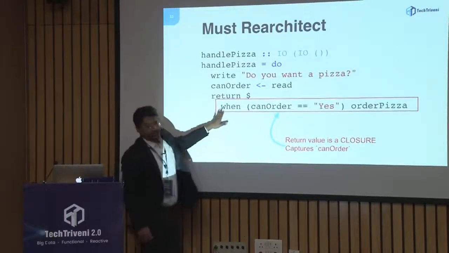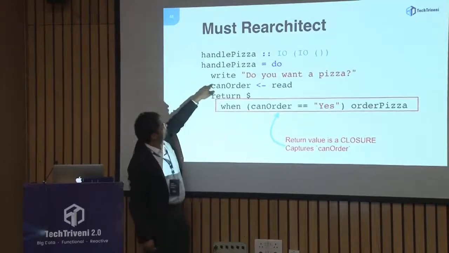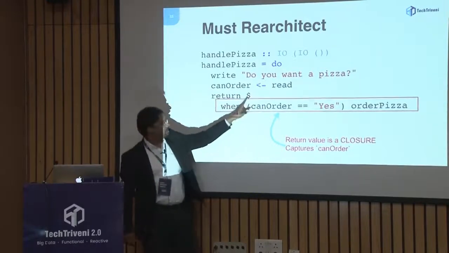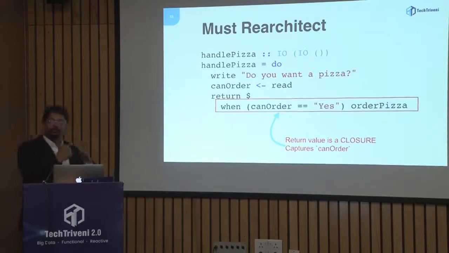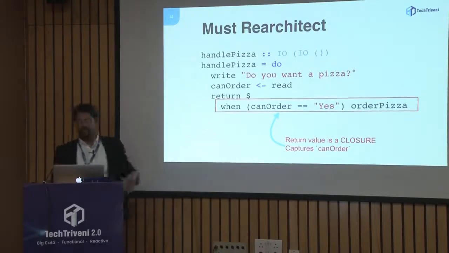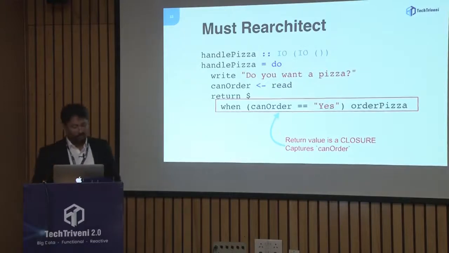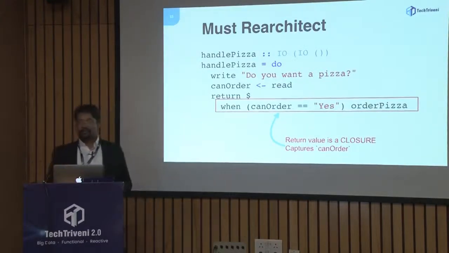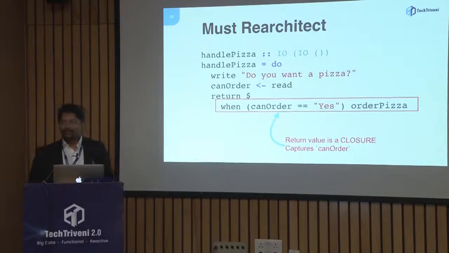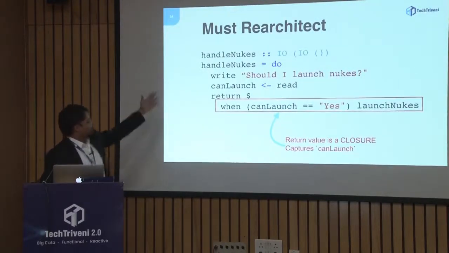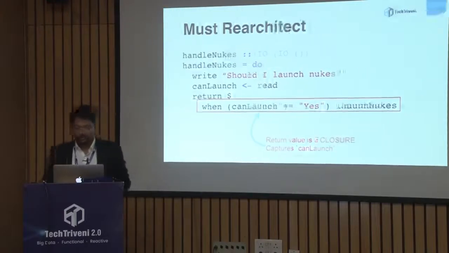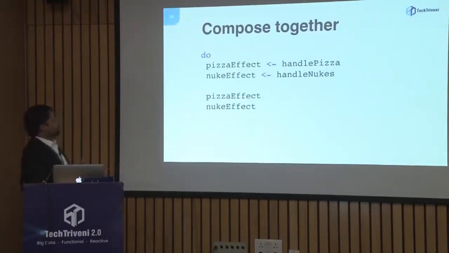This is a closure because the result of the user input has been captured here. The effect we return can always refer to what the user input was, right? So this is a closure. Again, these concepts are there in every language, right? But you can appreciate that this is still imperative. I'm not going to go into pure functional techniques. Okay, similarly, we write a similar thing for nukes, right? And then we can compose them together.